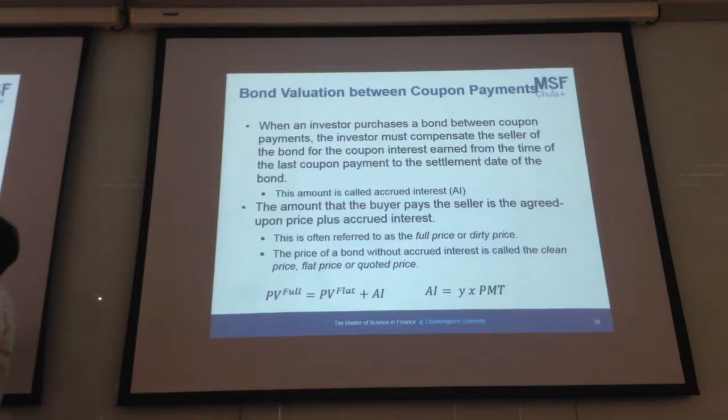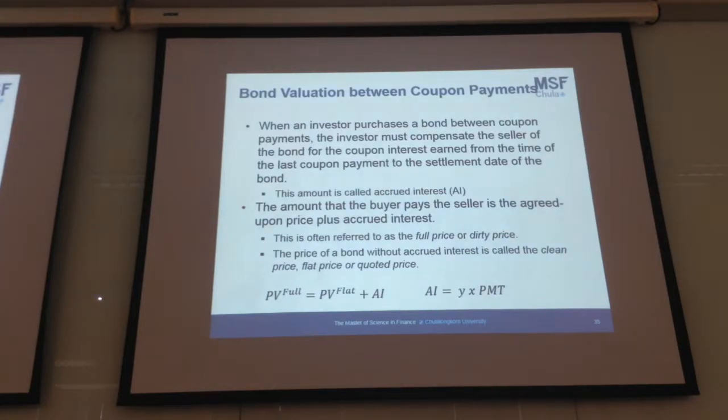So that's why when the new buyer pays, they have to pay the price of the bond plus this portion of the coupon to the seller, and the combination of this we call the full price of the bond. The full price of the bond is decomposed into the flat price plus the accrued interest.